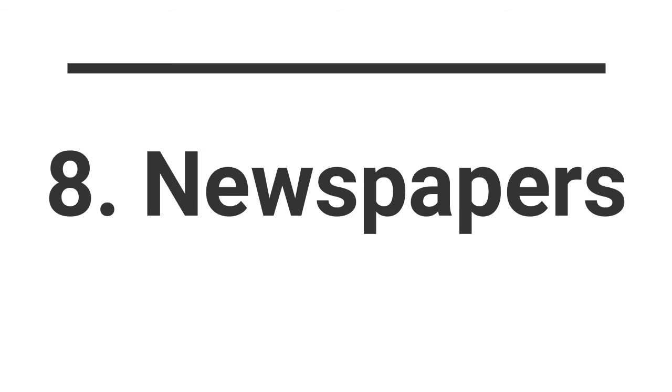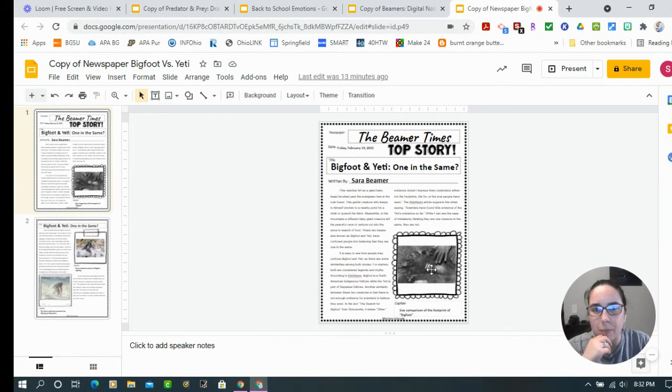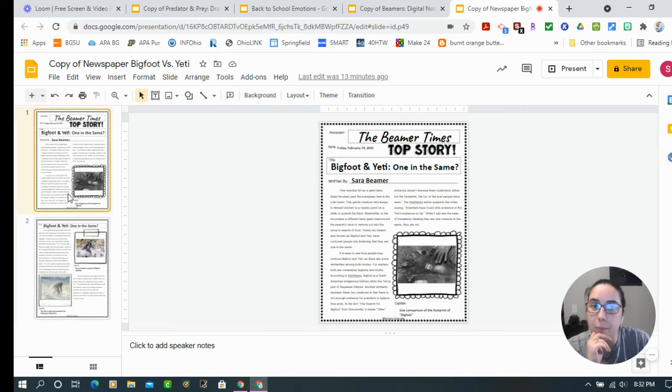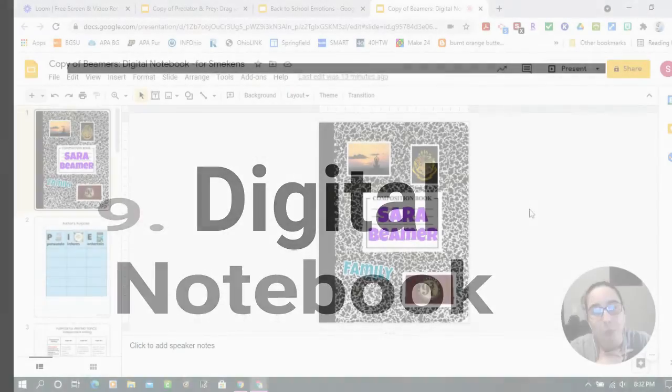Another activity we did is you can create newspapers. So the students write their newspaper and find their images, and then you can print them off and hang them up in the hallway, or you can not print them off and just create a digital newspaper. All right, number 9. Number 9 is a digital notebook.